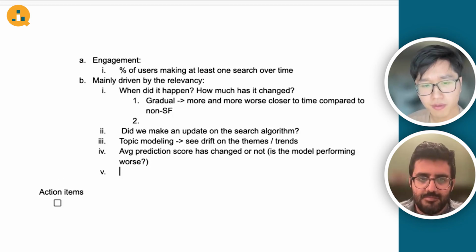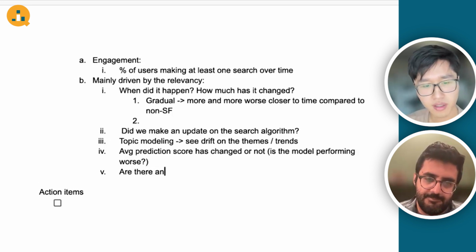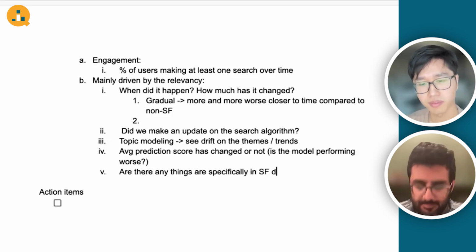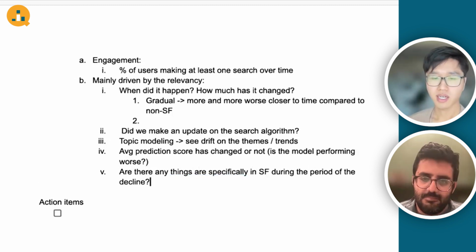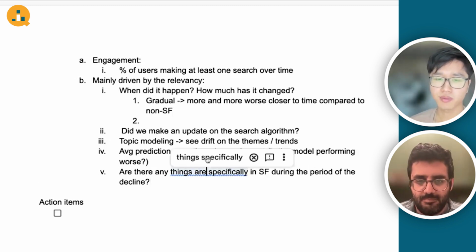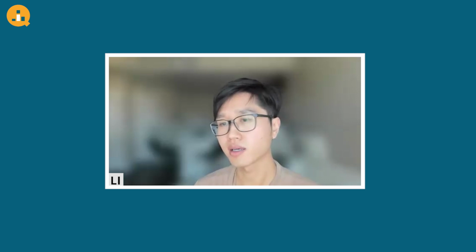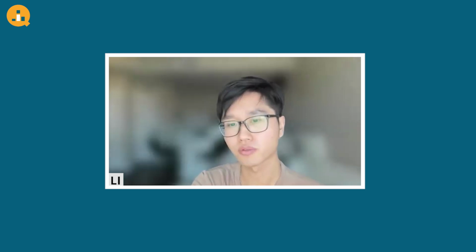And then I think number four would be, are there any things that are specifically happening in SF during the period of decline? Why do you think it's potentially possible? It's because you could have a major parade or some kind of political event in SF, right? Some kind of international meeting that takes all the headlines. That would change the search results.